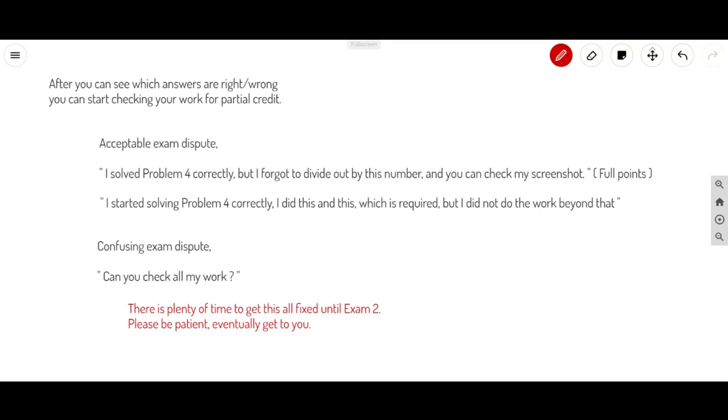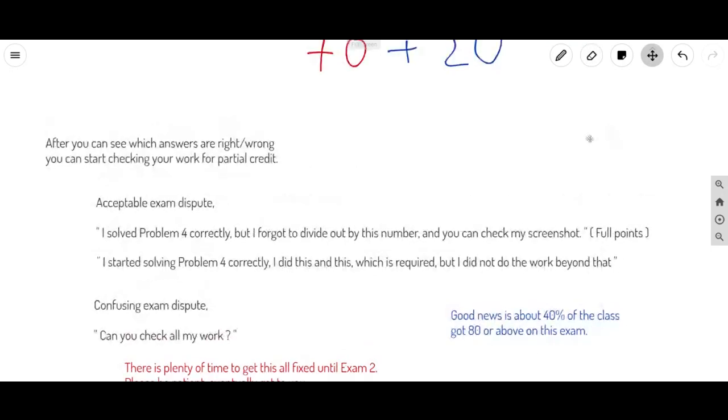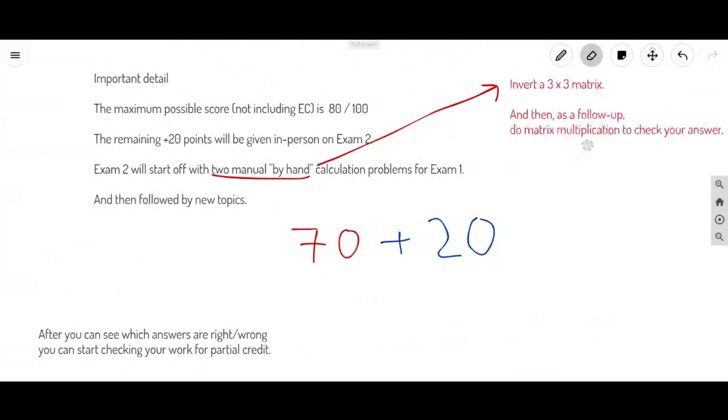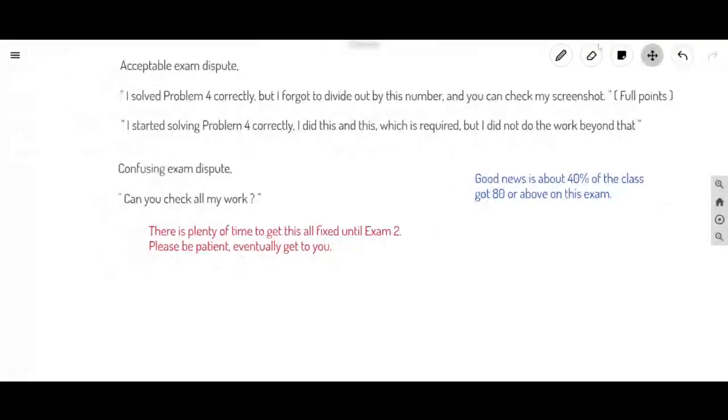Now, the good news is a lot of people did very well. About 40% of the class got 80 or above on this exam. As I indicated, 80 is kind of like the maximum in a way, because there's still a follow-up question worth another 20. So a lot of people did very well on this exam.